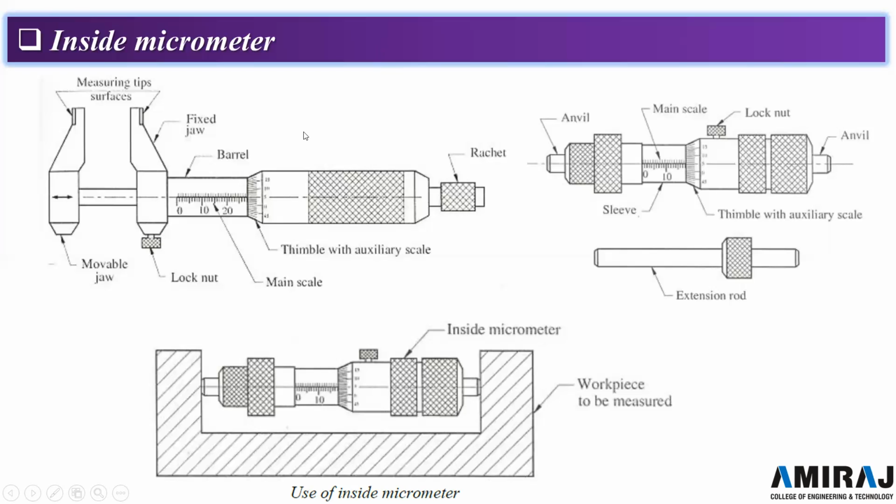Okay, the measurement process is similar, and the least count is the minimum reading on main scale divided by the number of divisions on thimble or auxiliary scale. So suppose 0.5 is the division over here and there are 50 divisions, so it will be 0.01, the least count of the micrometer. And here also if the same is there, then we can find the least count. This is about the inside micrometer.